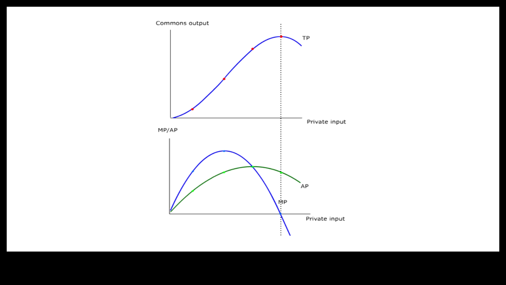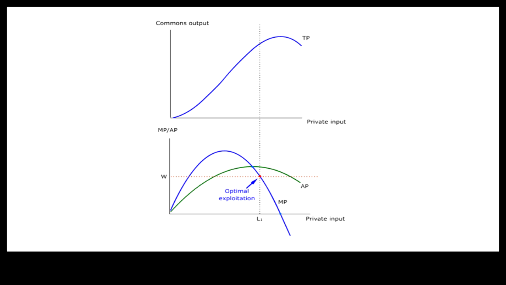If a resource is privately owned, input will be applied to the resource only if the marginal product of the input is at least equal to its opportunity cost. Loss will be incurred if marginal product is less than the opportunity cost of the input. Specifically, if the opportunity cost of the input is W, only L1 would be applied. Notice that efficient exploitation of private property stops well short of the maximum total product.